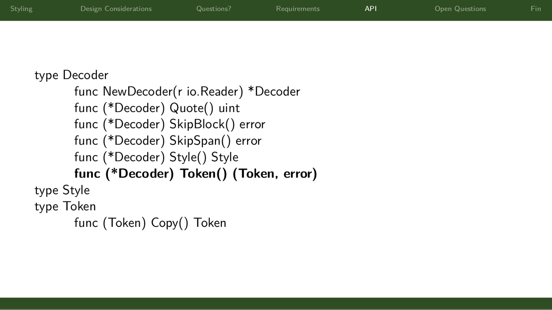The really important method here is the token method. This is how you pop the next token off of the reader. It scans, looks for any of those styling directives, and figures out where to break up the text and where styles are going to change. So let's see a quick example of how that's used.